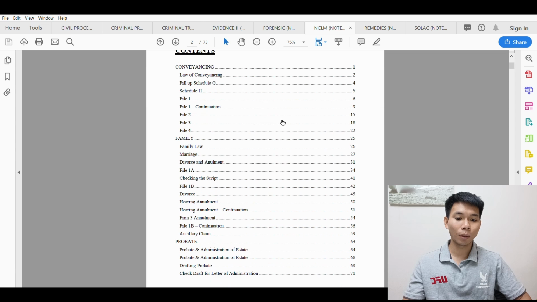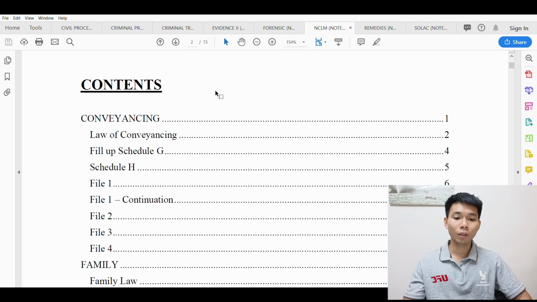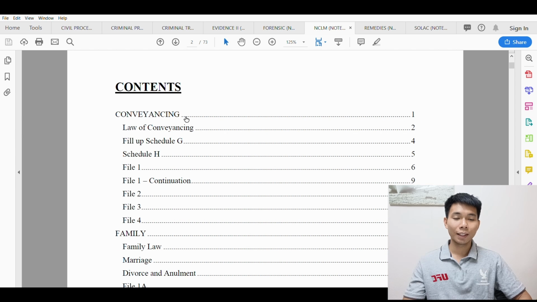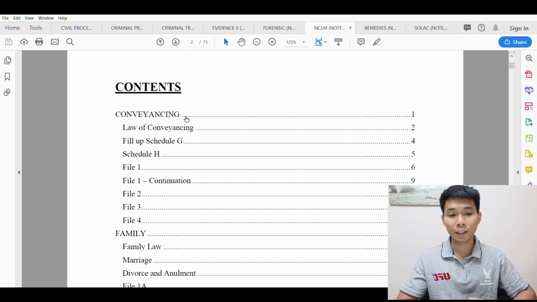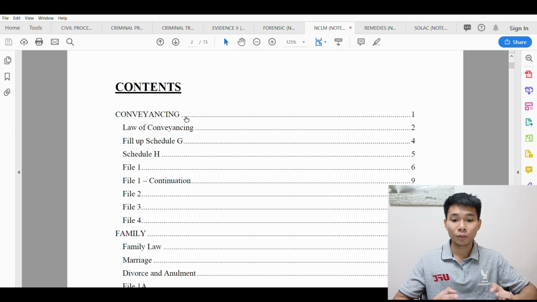And similar to remedies, this subject is also divided into three smaller subjects: conveyancing, family, and probate. You have a lecture for each of them. To summarize conveyancing, this is a subject that you learned last semester in part 6, but this semester is more about how you are going to create the contract and agreement.